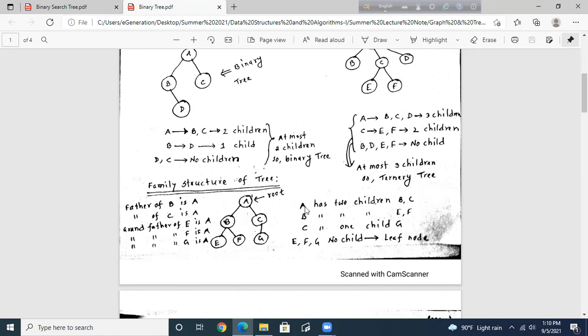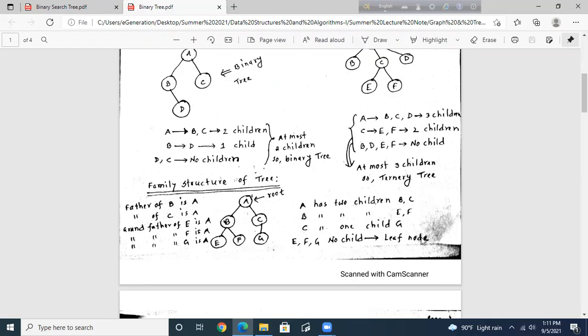So dear student, A has two children, B and C. B has two children, E and F. C has one child, that is G. E, F, G have no child, so they are the leaf nodes.